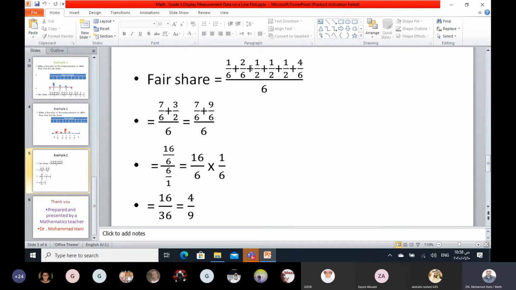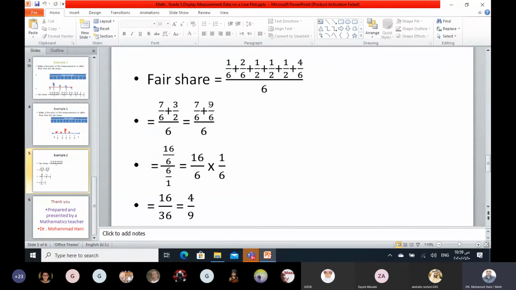Then here we have 1 over 2 plus 1 over 2 plus 1 over 2. 1 plus 1 plus 1 will be 3 over 2. Here I cannot add directly. Find the LCD, then make like fractions. So here multiply by 3, multiply by 3. 3 multiplied by 3 will be 9. 2 multiplied by 3 will be 6. Now you can add because you have like fractions.